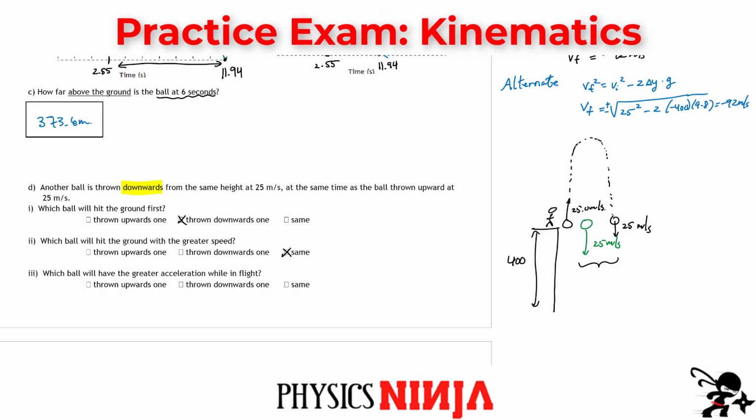Which ball will have a greater acceleration while in flight? This is a trick question. They're both going to have the same acceleration: minus little g, or minus 9.8 meters per second squared. That's the acceleration throughout the entire trip. All right, kind of a good problem to get started.